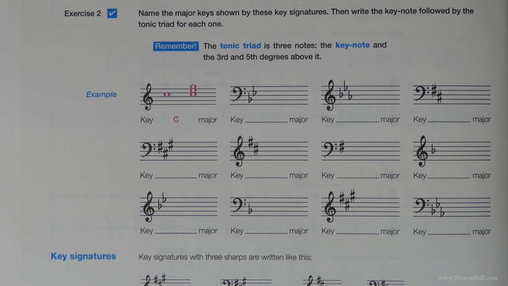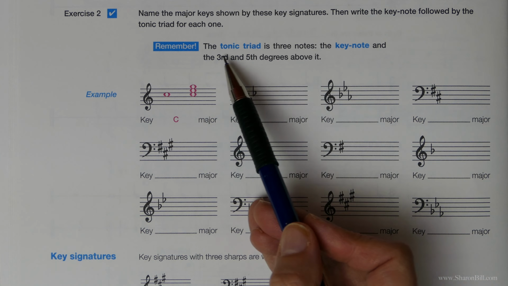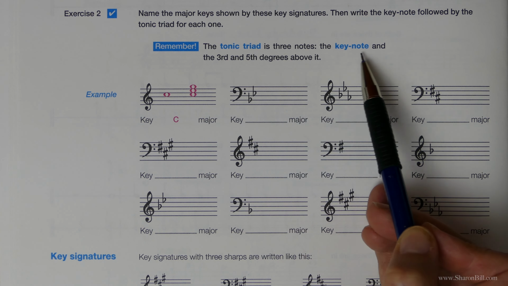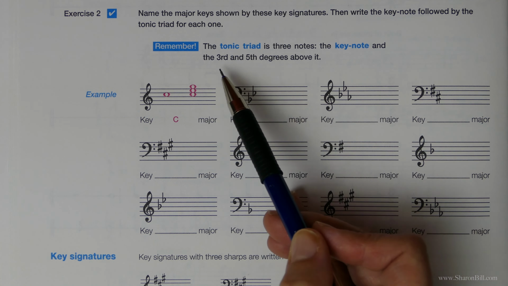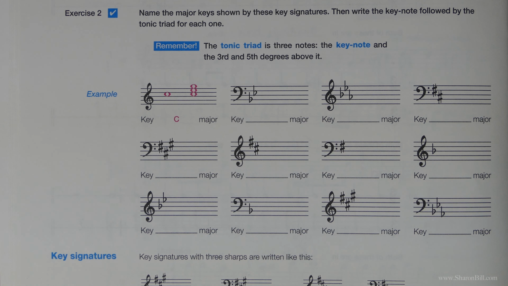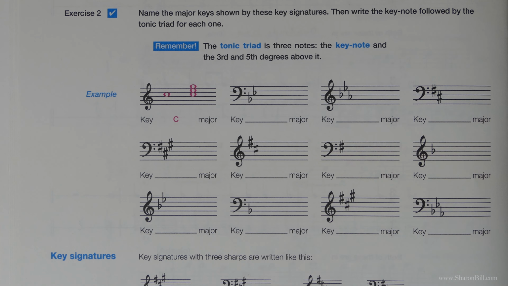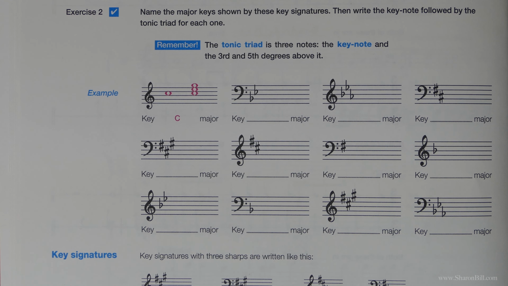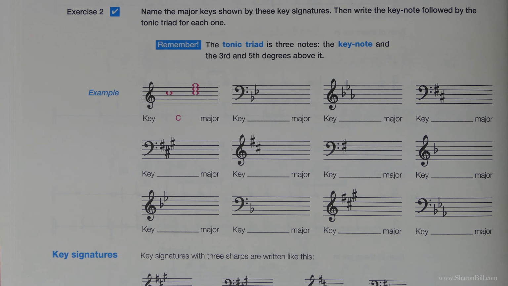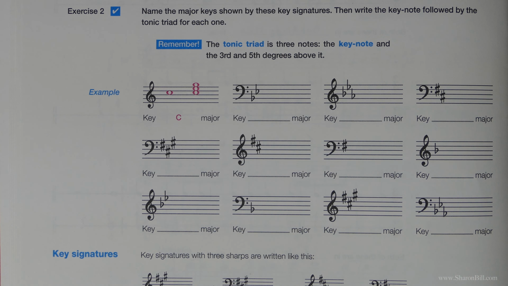So if you want to refer back to that, remember they've said here the tonic triad is the keynote, that's another word for tonic, and then it's the 3rd and the 5th added above it. So we've done that before in grade 1, but now of course we've got new keys to apply it to. So have a little go at that, press pause, and then I'll go through that with you in a moment.